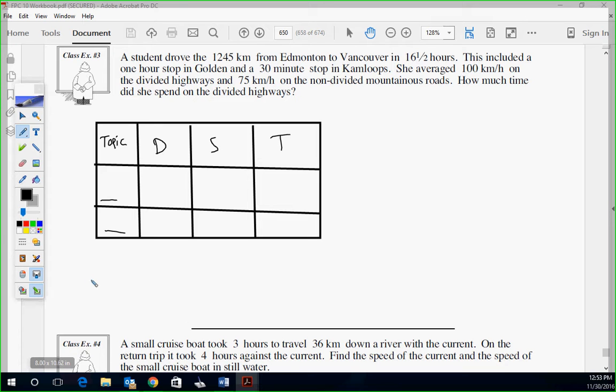Okay. So a student drove the 1245 kilometers from Edmonton to Vancouver in 16.5 hours. This included a 1 hour stop in Golden and a 30-minute stop in Kamloops. She averaged 100 kilometers an hour on the divided highway and 75 kilometers an hour on the non-divided. How much time did she spend on each of the highways? So what are the two things we're comparing? Divided, non-divided. So you're going to say highway and then mountain roads or whatever. Okay.